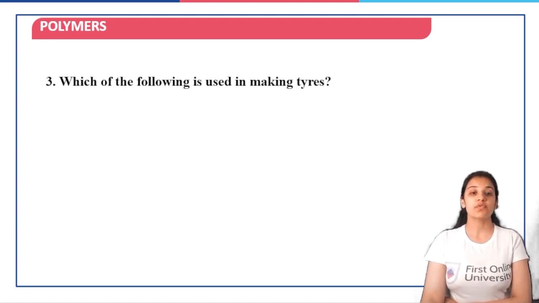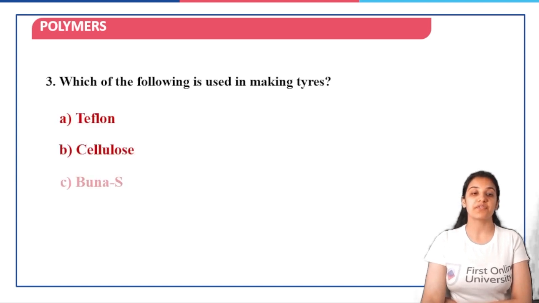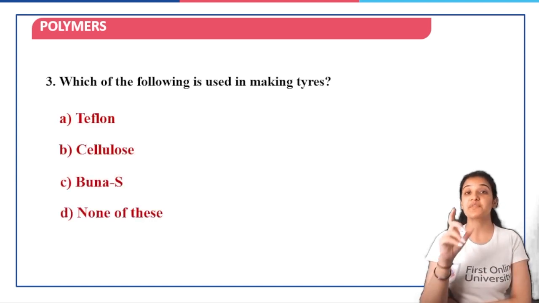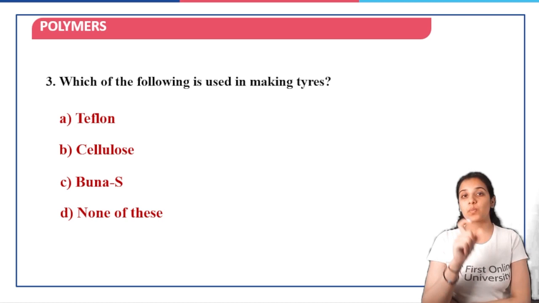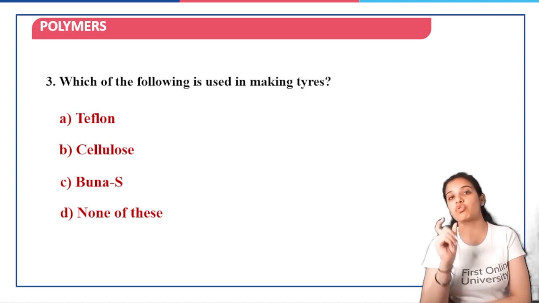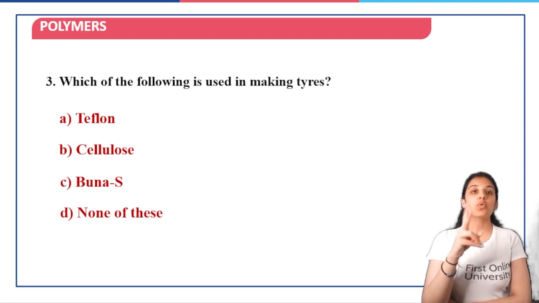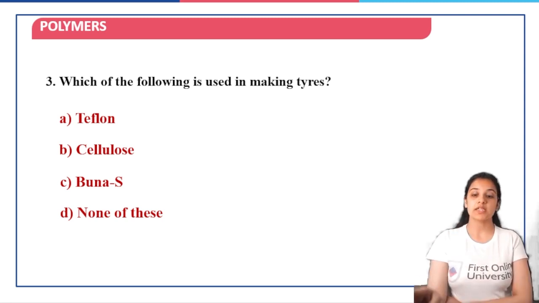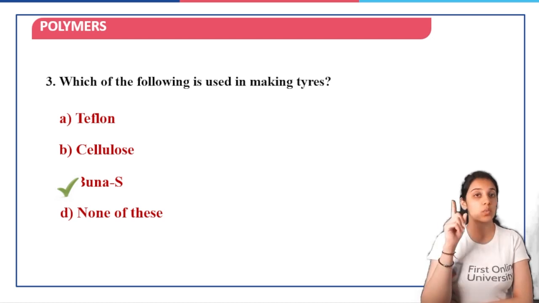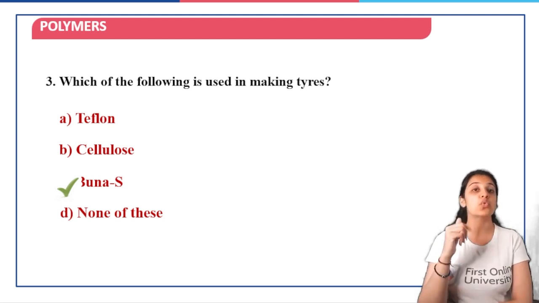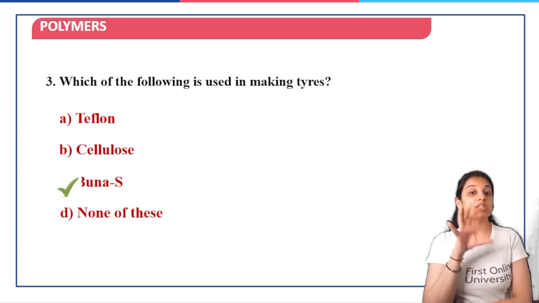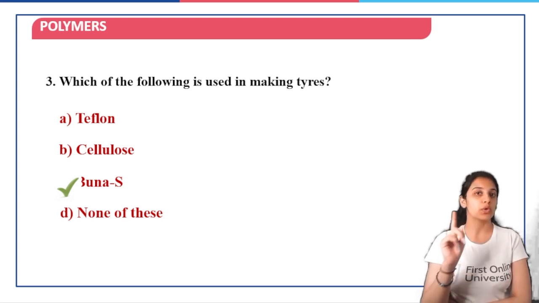Next question, which of the following is used in making tires? Teflon, cellulose, Buna S, or none of these? As I've already told you, Buna S has a very important role to play when we talk about rubber. And rubber is used to make tires. So you should be able to correlate from this statement that I made that it is Buna S. Okay. Option C is the correct answer. So the one who has been attentively listening to what I'm saying, apart from what is written on the slide, would have been able to answer this question.